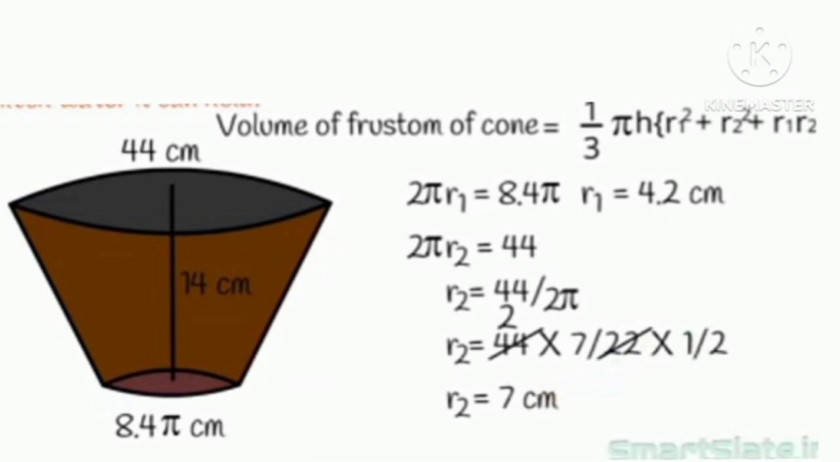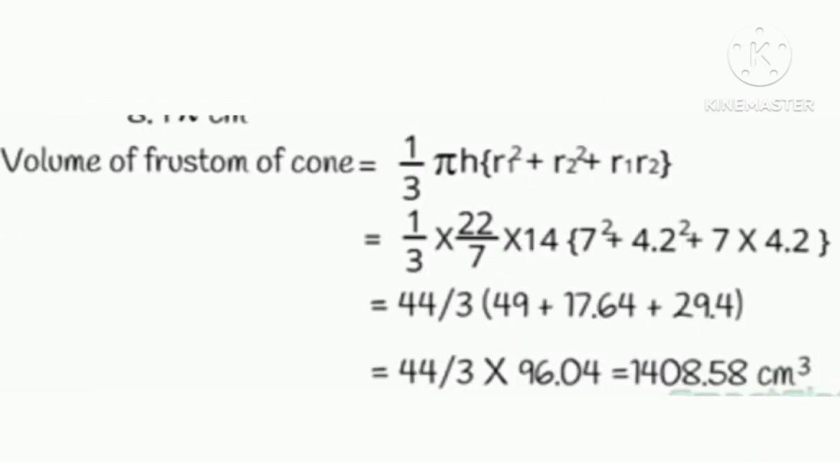Then second radius, 2 pi r2 is equal to 44. r2 is equal to 44 divided by 2 pi, that is equal to 44 into 7 divided by 22 into 1 by 2. 22 divides 44. Cancel 2 and 2. We have value 7. Hence r2 is equal to 7 centimeter. Now we have value of r1 and r2. We can easily find the volume.